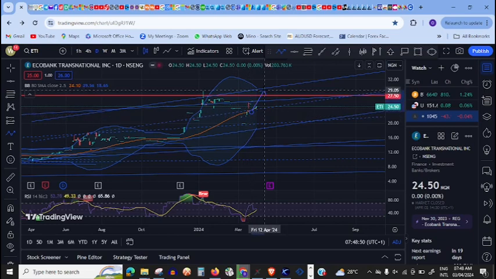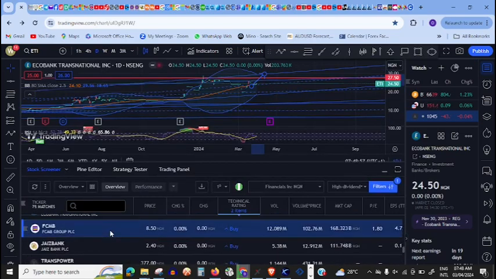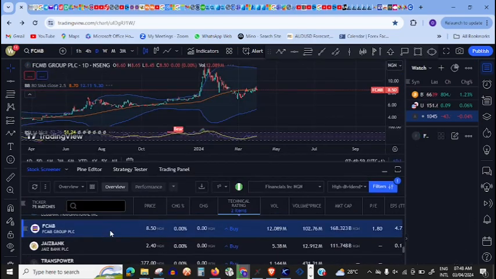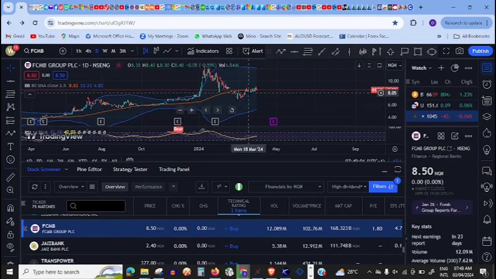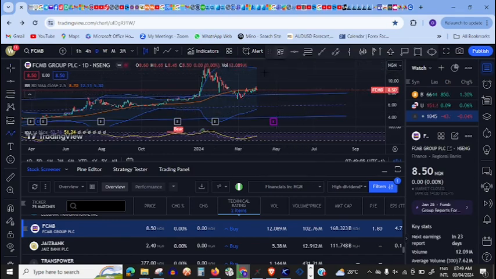Which is at 29 naira. Okay. FCMB, also good. FCMB, I like FCMB also. And get it at the top of the channel. I can get it, take it to the top of the band.